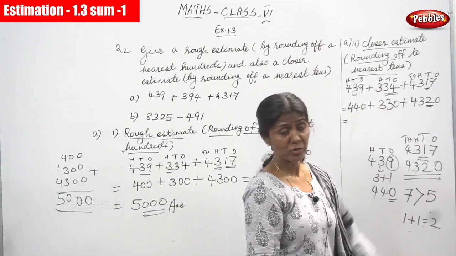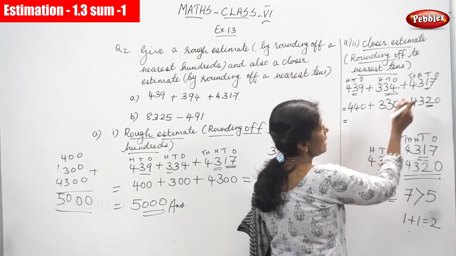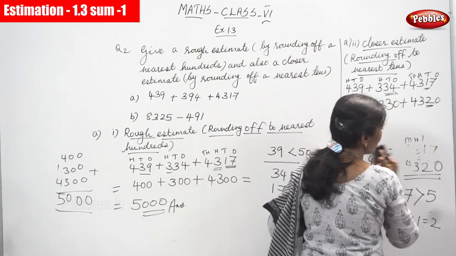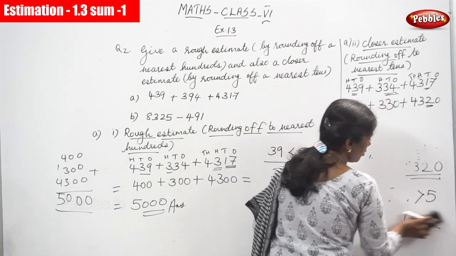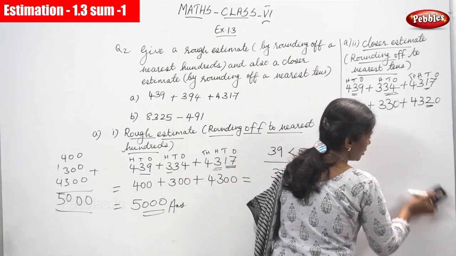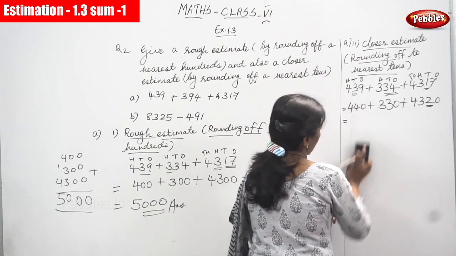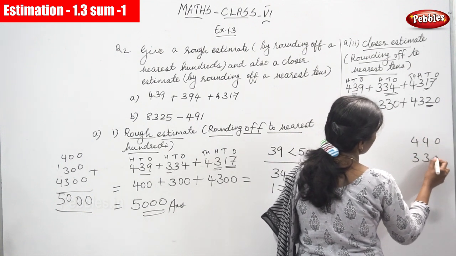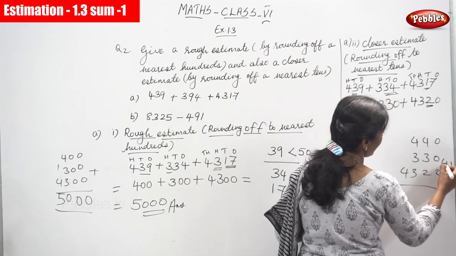These are all the estimation answers. So 439 becomes 440, 334 becomes 330, and 4317 becomes 4320. So now you have to round off all the numbers. These are all the estimation values. Now you are going to add everything. 440, 330, 4320.